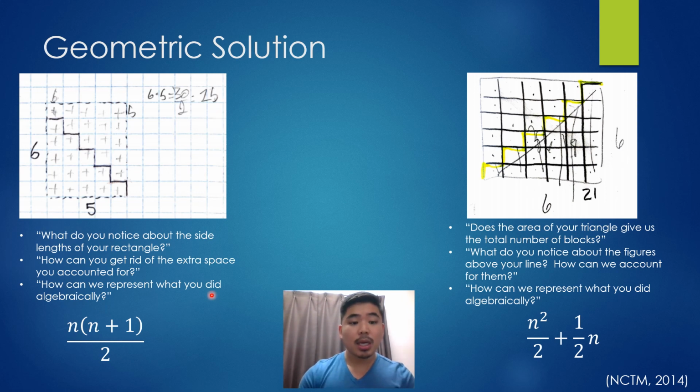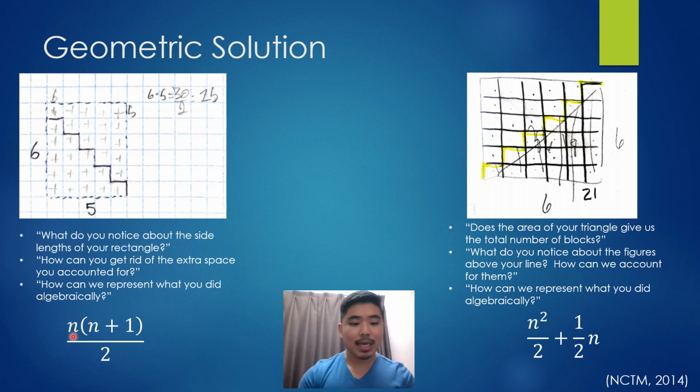However, I then asked them what they noticed about the sides or the lengths of their rectangle, and they quickly noticed that the base for the 5th term was 5, but for this rectangle the height was 6, and they noticed this pattern for other terms of the sequence. I asked them what they would have to do with the negative space that they constructed and how they accounted for it, and lastly how they could turn this observation into an algebraic expression.